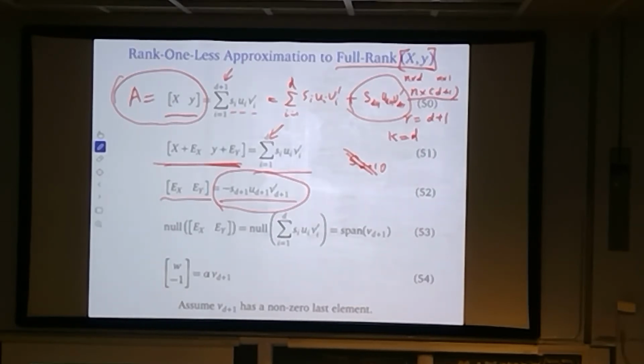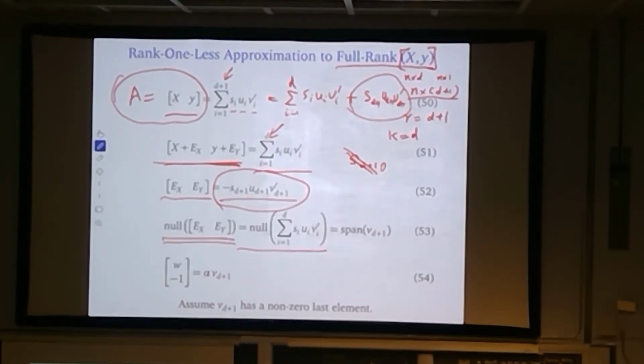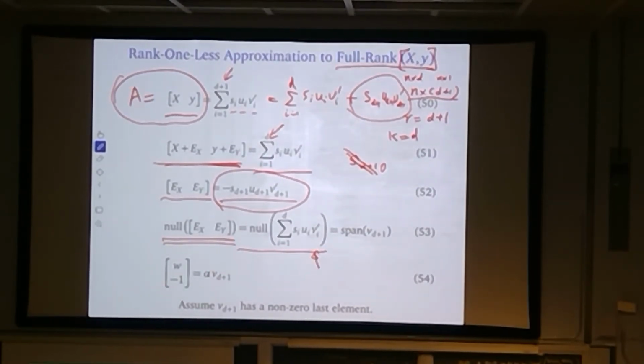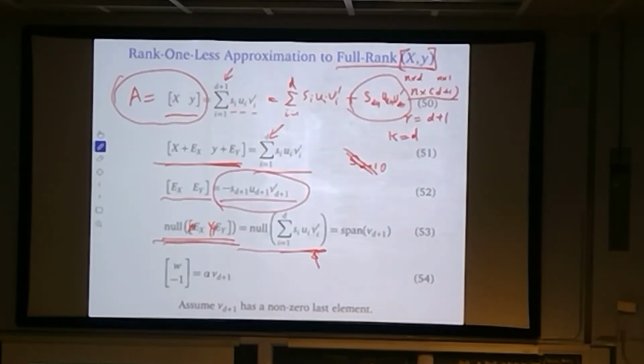Now, the null space of this is the null space of this one. I think what we want is x plus this, y plus this. Null space of this is null space of this. This is a mistake here. Okay? Because remember, the equation we want to solve is to find the null space of this one. Yes? W minus 1 lies in the null space of that. And that, we just plug that in.